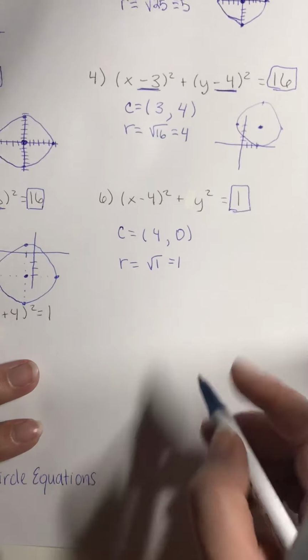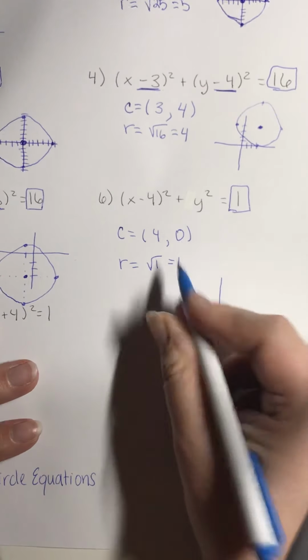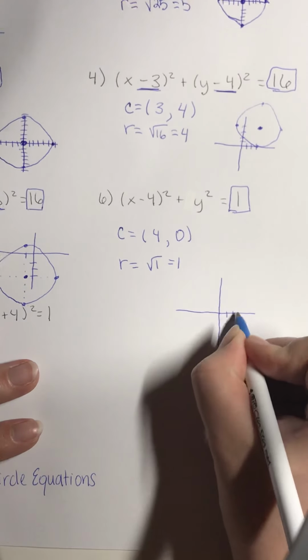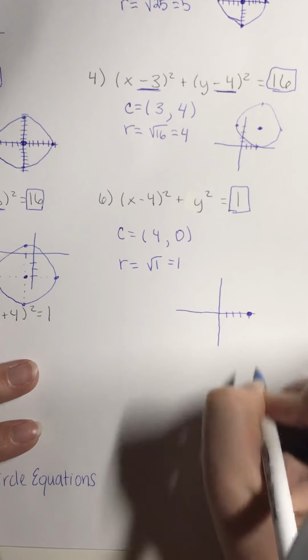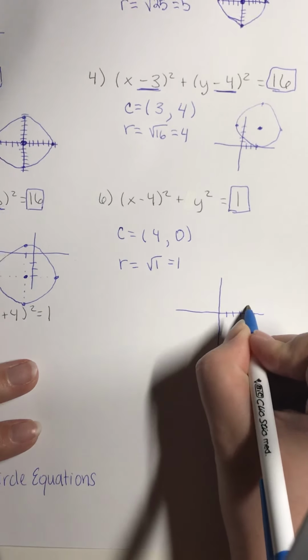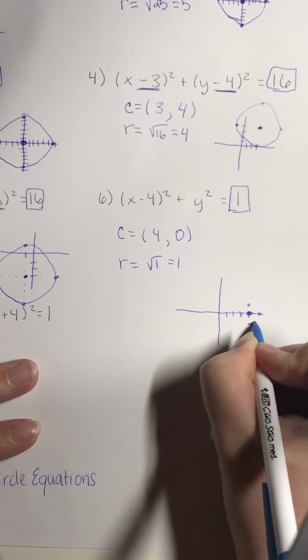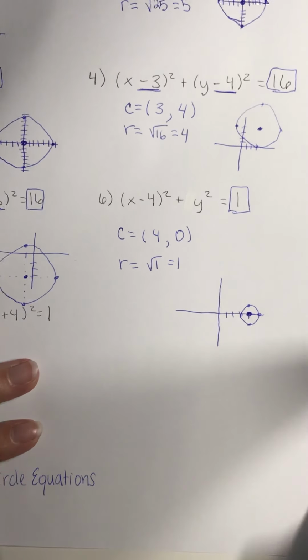Let's graph that. I'm going to plot my center point first. 4, 0. 1, 2, 3, 4 for the x, 0 for the y. So right there. And then my radius is 1. So really I'm just going 1 up, 1 left, 1 down, and 1 to the right. And draw a little bitty circle there.